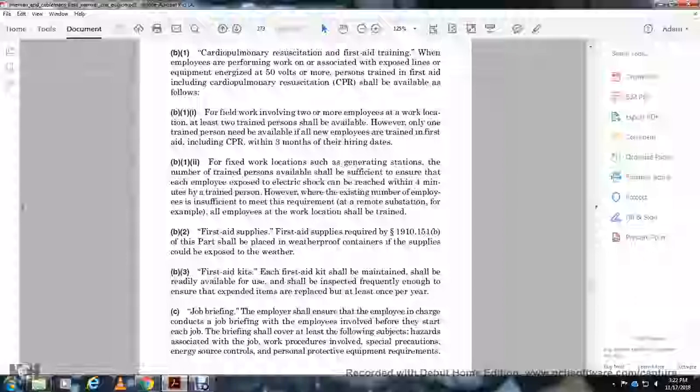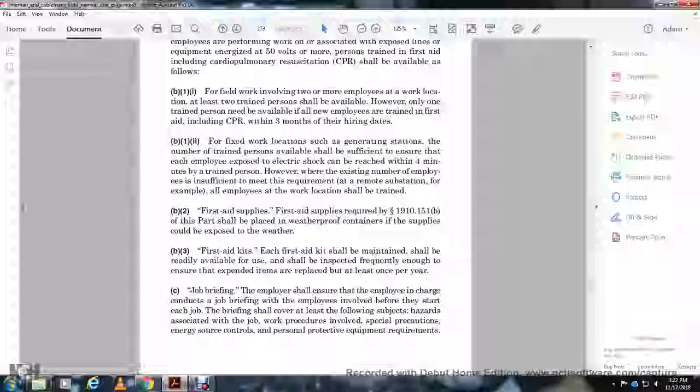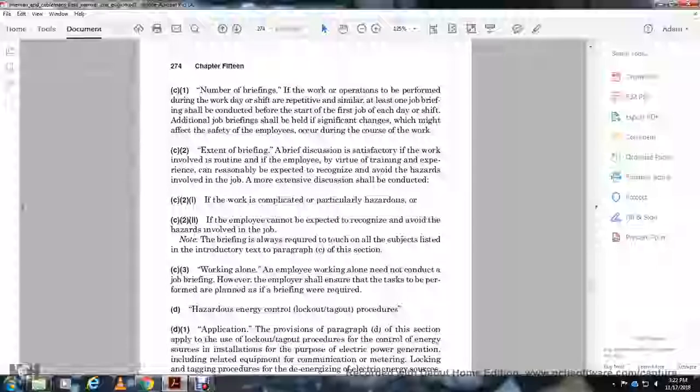The job briefing. The employer shall ensure that the employee in charge conducts a job briefing with the employees involved before the start of each job. The briefing should cover at least the following subjects: hazards associated with the job, work procedures involved, special precautions, any source control, and personal protective equipment requirements. Number of briefings: if the work or operation to be performed during the work day or shift is repetitive, at least one job briefing should be conducted before the start of the first job of each day or shift.